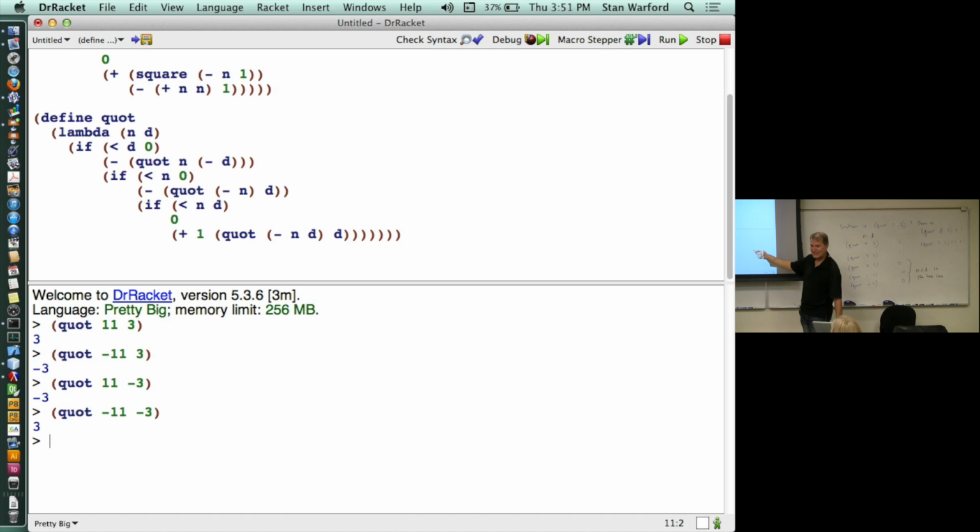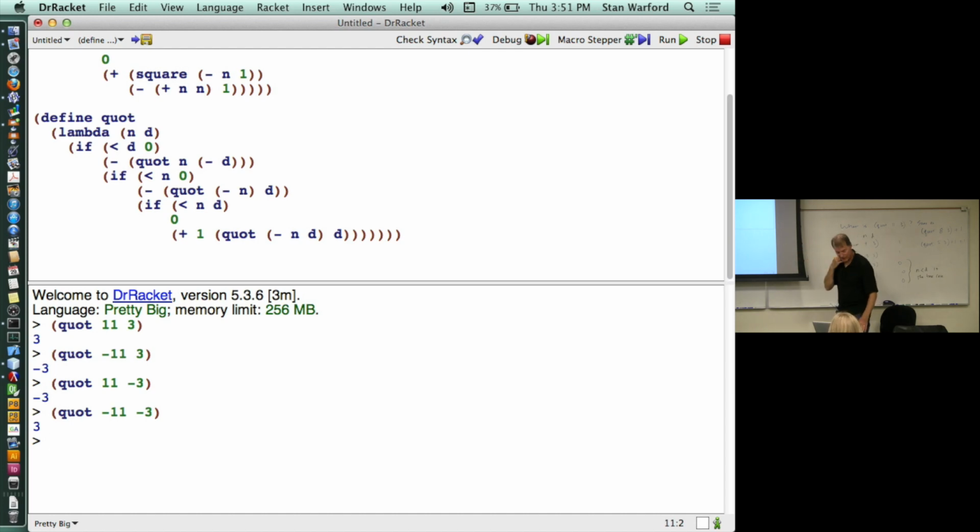Are you with me? And now what happens? What's it calling it with? 11 negative 3. So then it gets past this test, but then it gets to this test. And then it gets called again. And then it calls itself repeatedly with them being positive until it gets the right one, and then it goes all the way back and it gives us that.